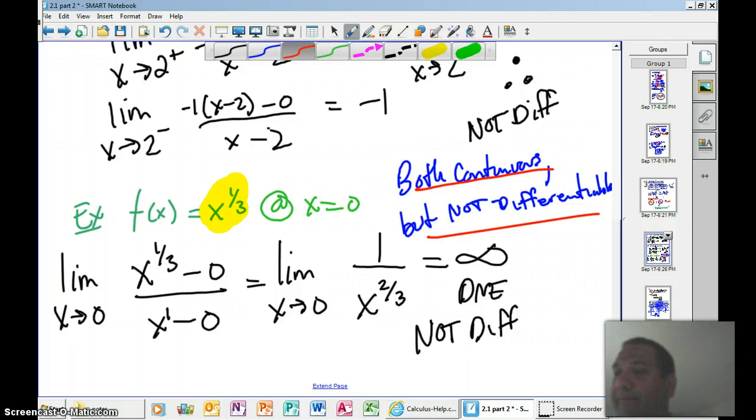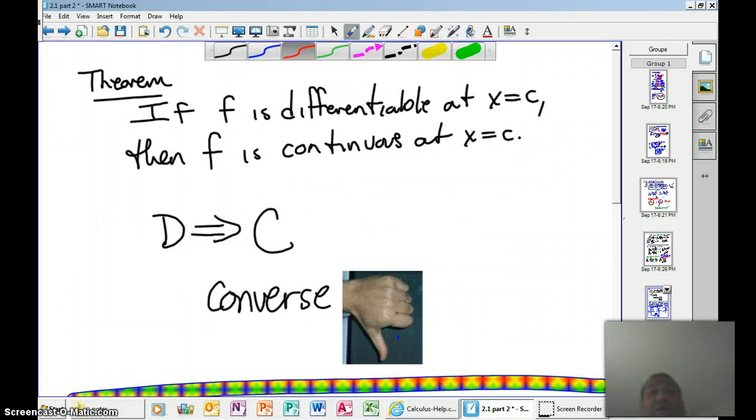My next slide says if f is differentiable at a point, then it's continuous. Boom! However, the converse, no good. If you are continuous, it doesn't necessarily mean you're differentiable. Look at the v. Look at the cube root.